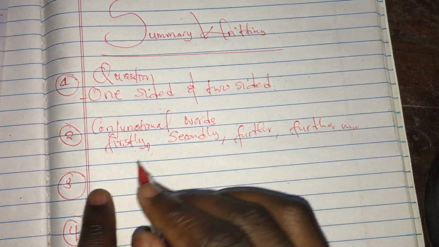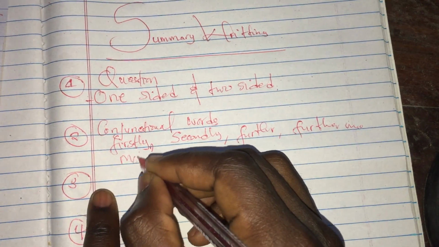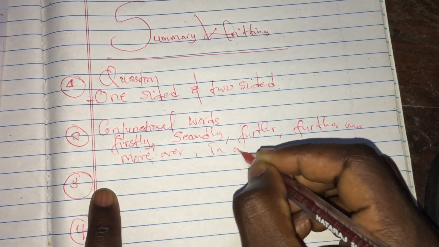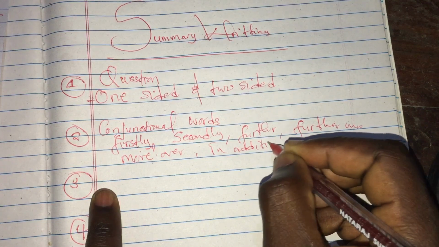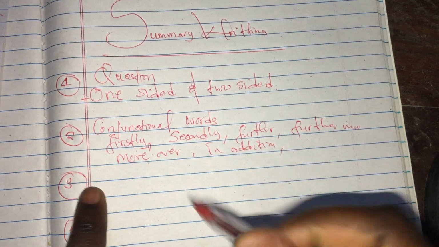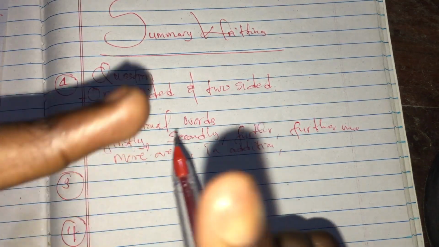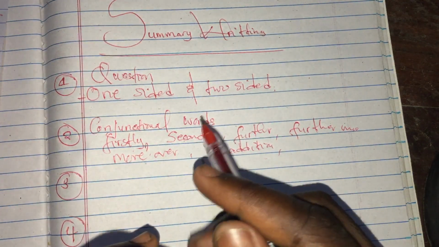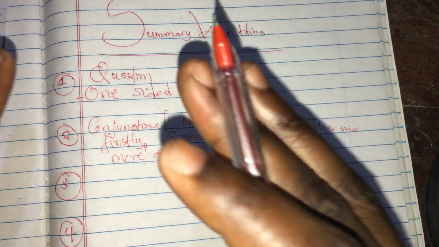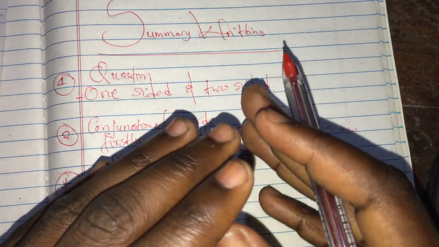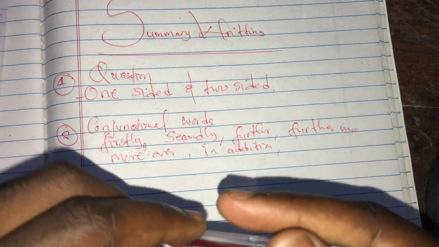Furthermore, moreover, in addition, therefore, conjunction words. And also, and also are conjunction words, because they can balance, referring to two things at once, Peter and John. So and is a conjunction word as well.